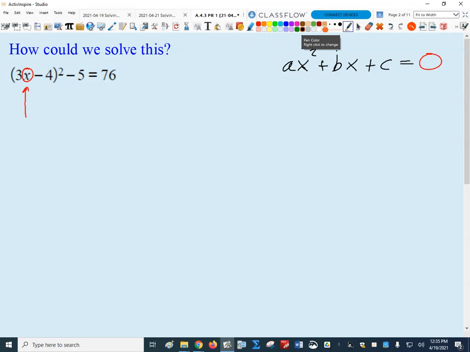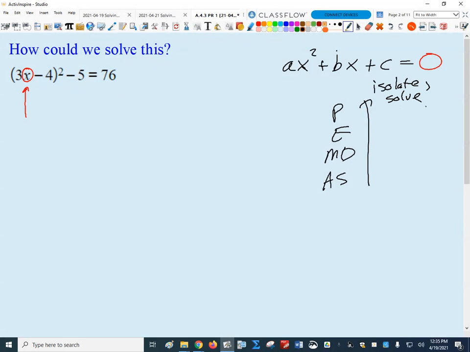So if we use inverse operations, that's just the opposite direction of PEMDAS. Start at the bottom and work our way up. And that's the direction we go if we want to isolate a variable or solve, right? Isolating a variable is the same thing as solving for that variable.